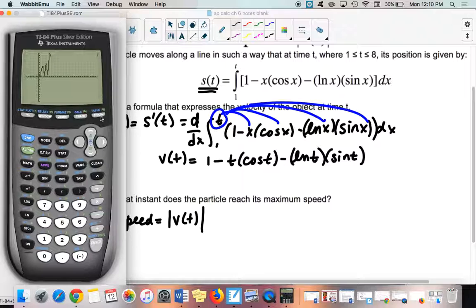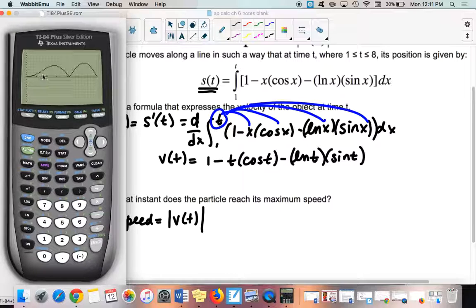So what do you think I want to make my window? Look at the original: 1 to 8. Yeah, I want to do window 1 to 8 so I don't get distracted by all those other maximums. I don't want to be wondering what those other things are. So I'm going to go from 1 to 8 and only look at that portion. I hit graph. It goes very slowly. Then I want to find the max, so I do second trace maximum.